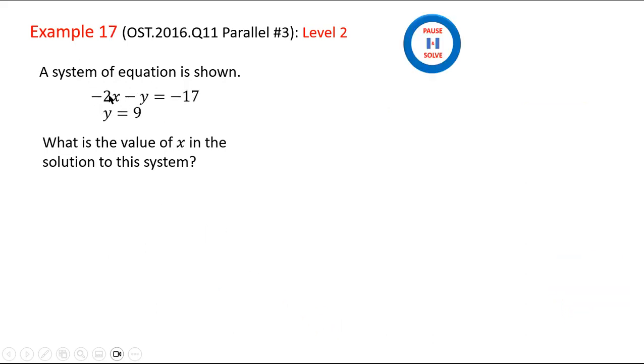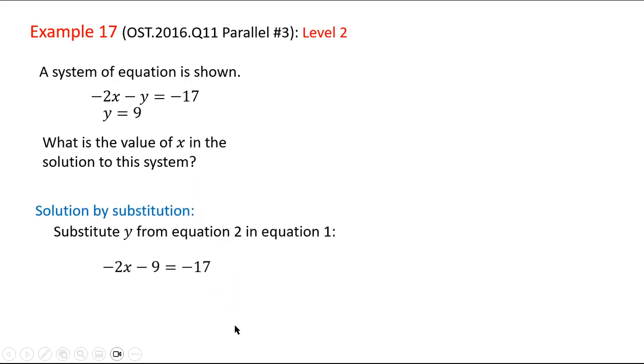Very similar, different numbers here. So you take the y, 9, and put it here. Now add 9 to both sides. Minus 2x is equal to negative 8. Divide by negative 2. X is equal to 4.